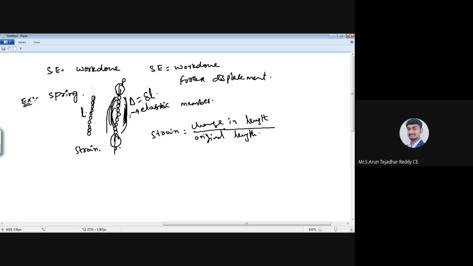And because of that, whatever work is stored inside the spring, that would be called as a strain energy. Here strain means change in length by original length. Strain energy means whatever work is stored inside the spring, that is called as a strain energy.